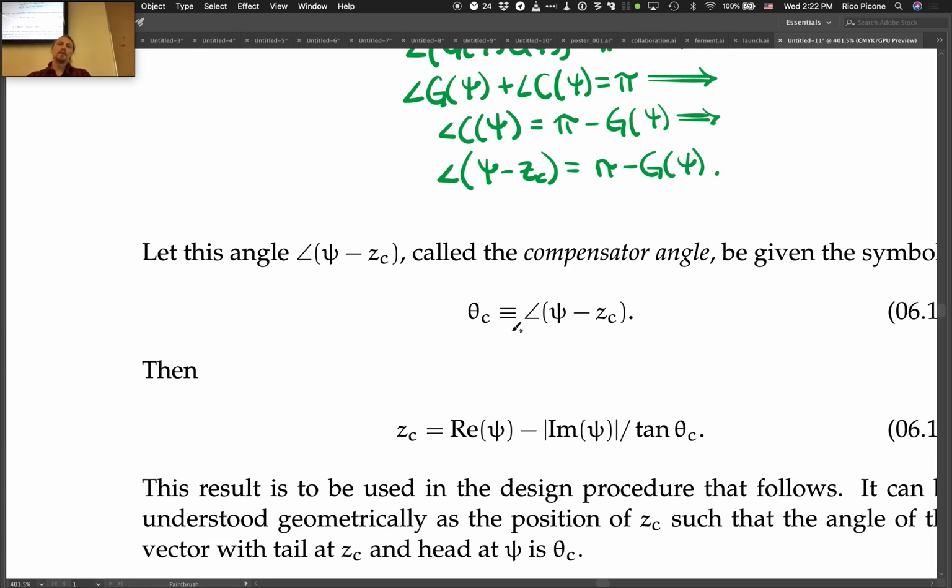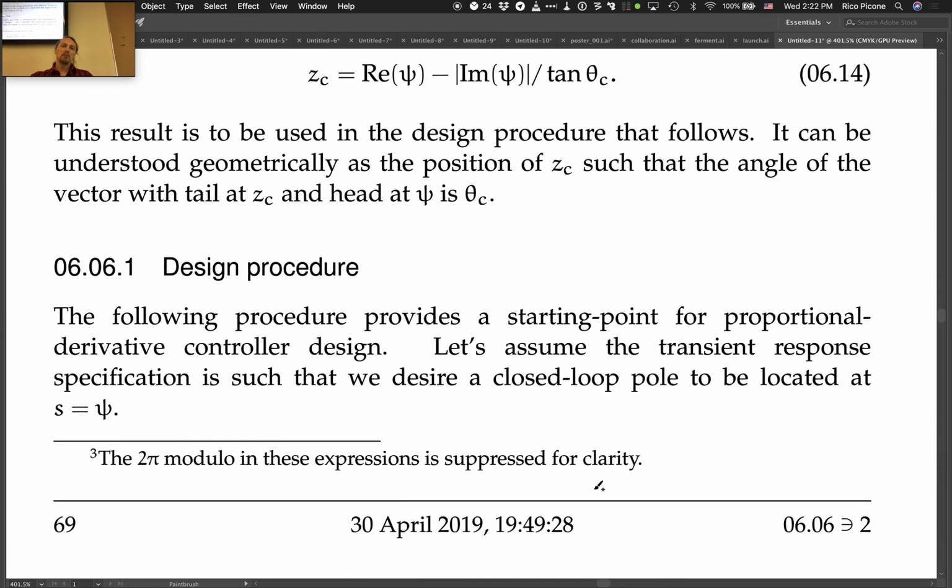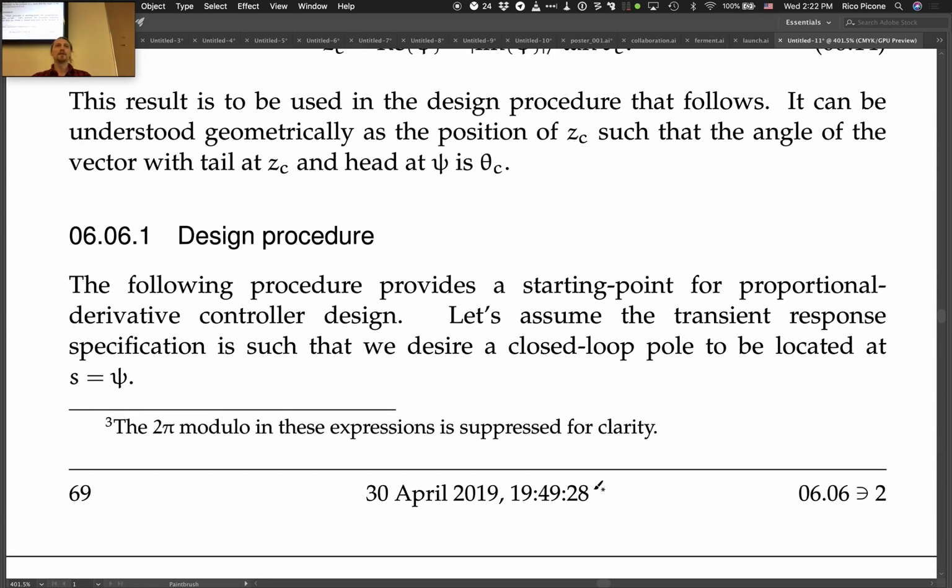Good. So we've figured out what theta C is from this expression, and we figured out what ZC is from this expression. So we know what ZC is in order to make our root locus go through a specific point in the complex plane, psi. That's what we want it to go through. We can make it go through that. It's just sweet.